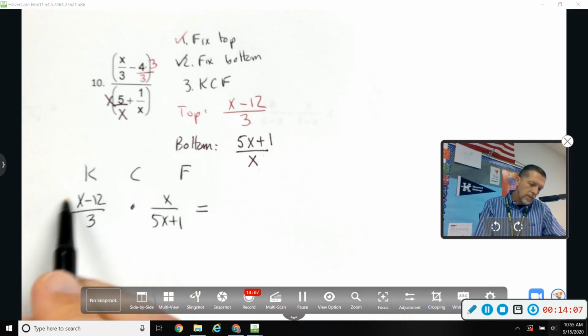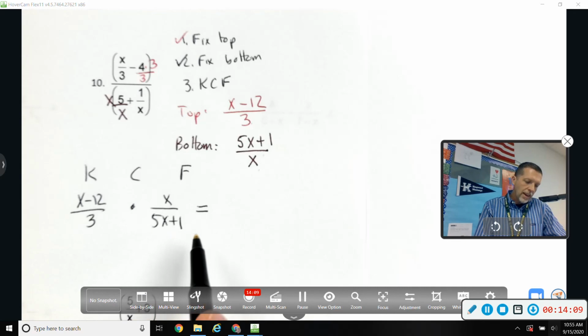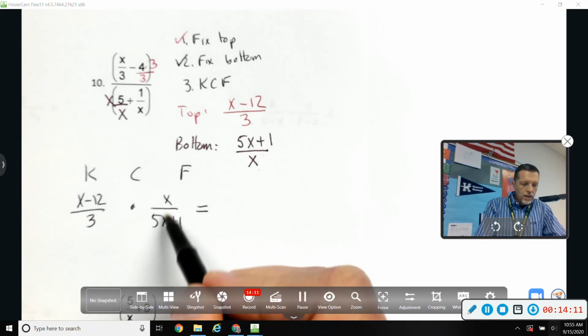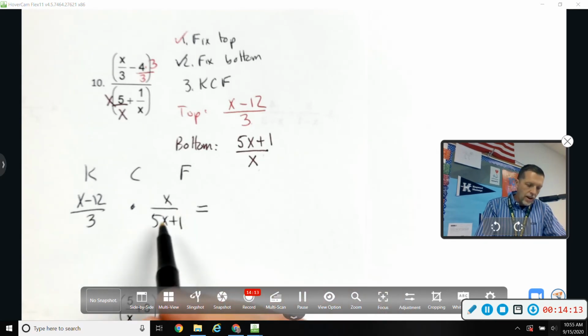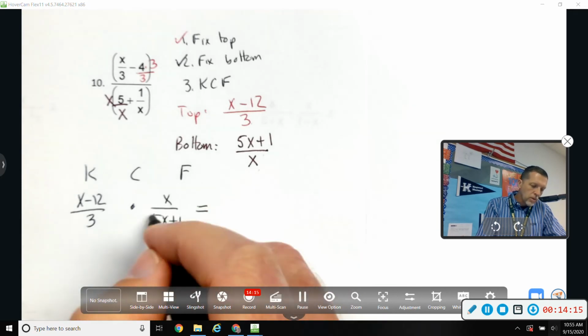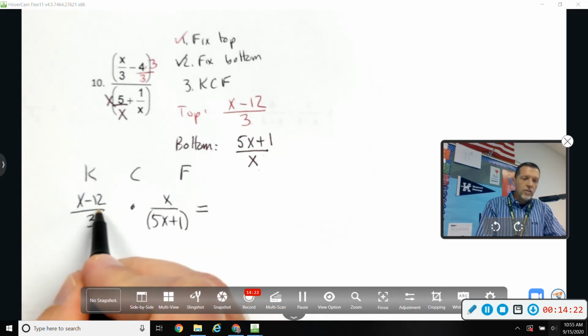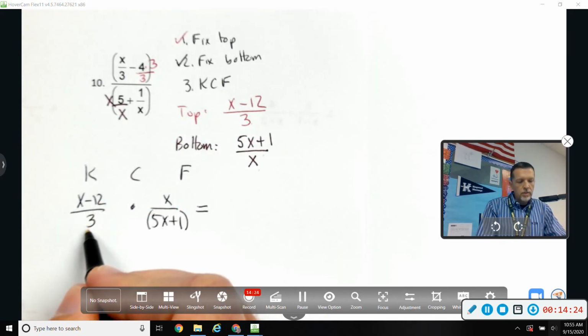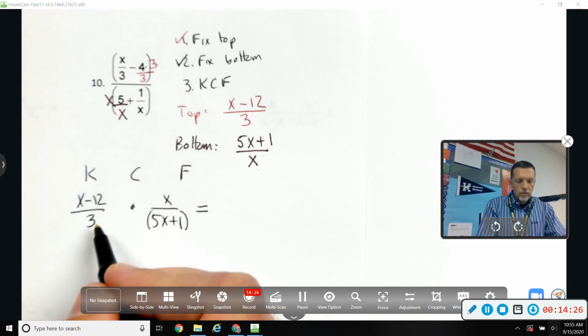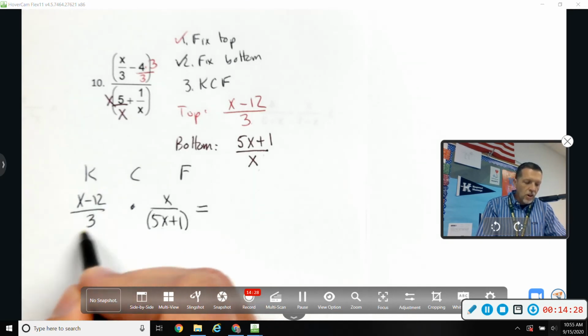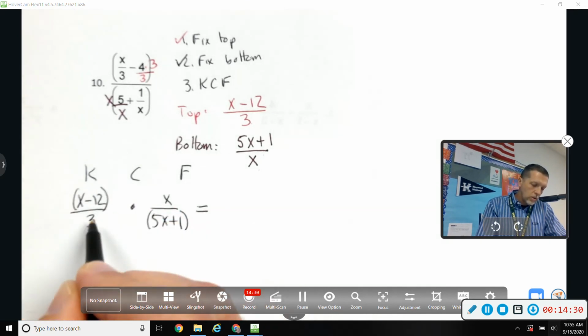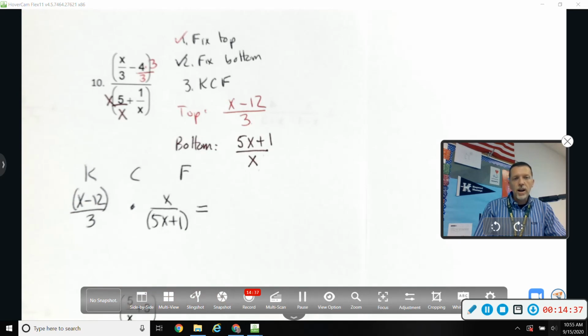Now we look for things to cancel, and there's nothing eligible to cancel. Please do not cancel the x's right here, right? Because that x is part of 5x plus 1. So this thing would have to cancel as a whole piece, a whole chunk of stuff. Same thing with the 12 and the 3. Please don't tell me that 12 divided by 3 is 4. I mean, 12 divided by 3 is 4, but you can't reduce that because it's all over 3. So you can't reduce, you can only reduce factors, not things that are being added and subtracted.